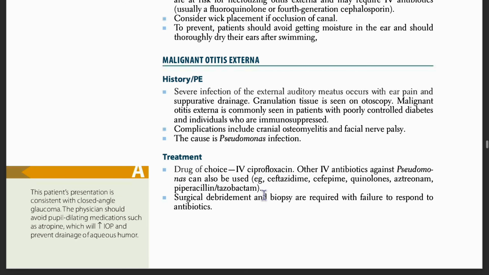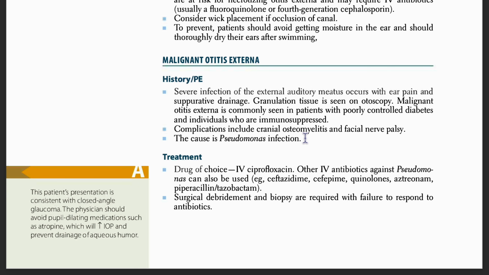Malignant otitis externa, history and physical examination. Severe infection of the external auditory meatus occurs with ear pain and suppurative drainage. Granulation tissue is seen on otoscopy. Malignant otitis externa is commonly seen in patients with poorly controlled diabetes and individuals who are immunocompromised.